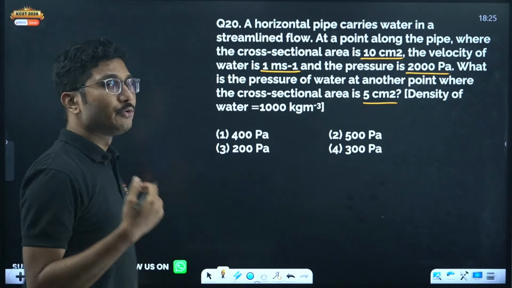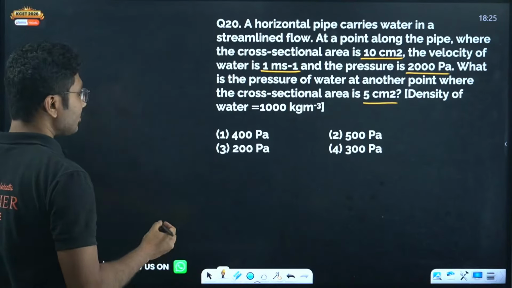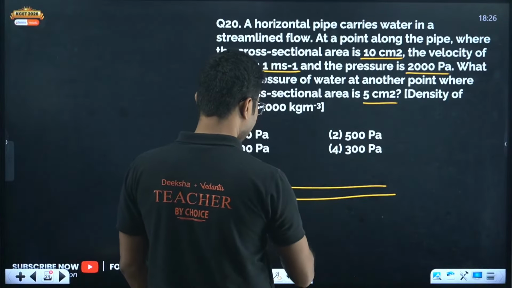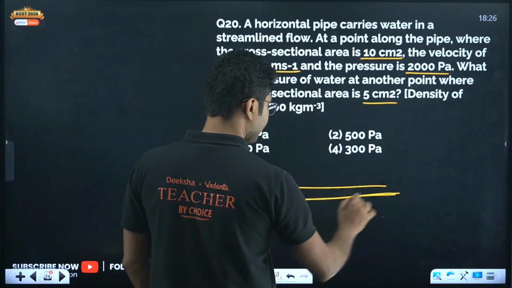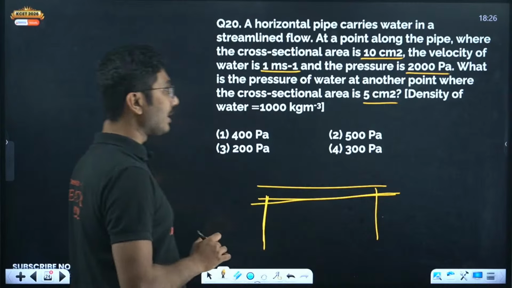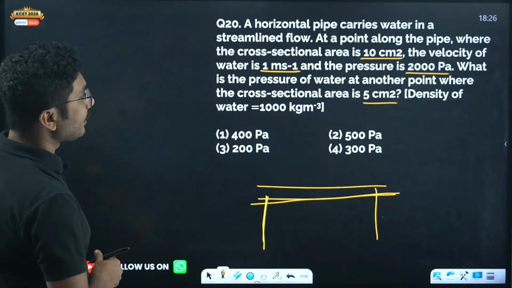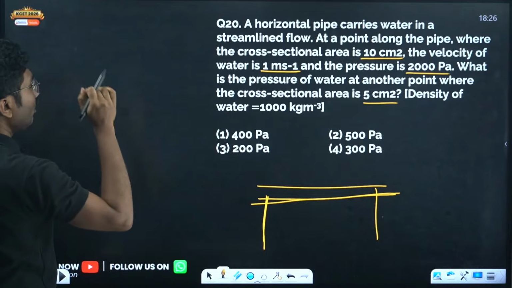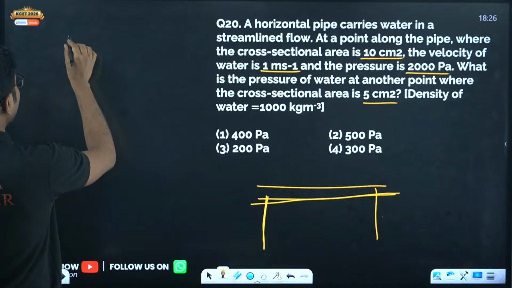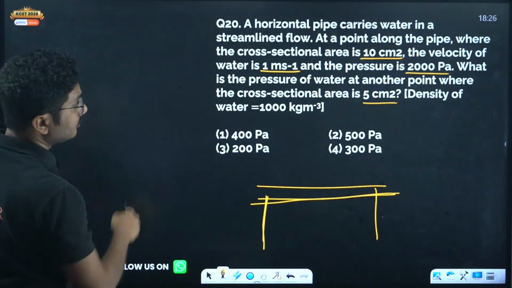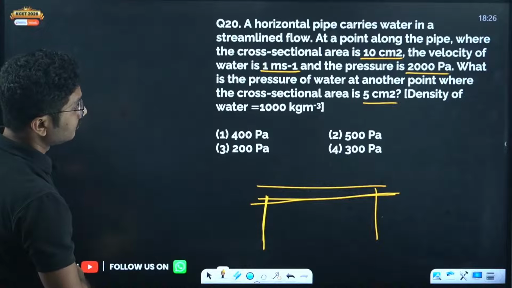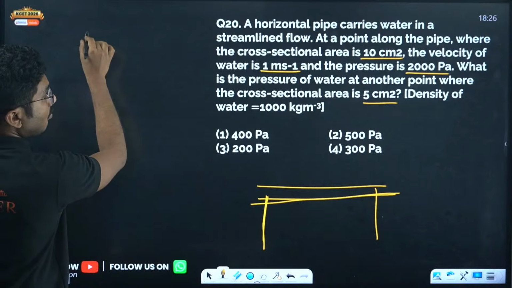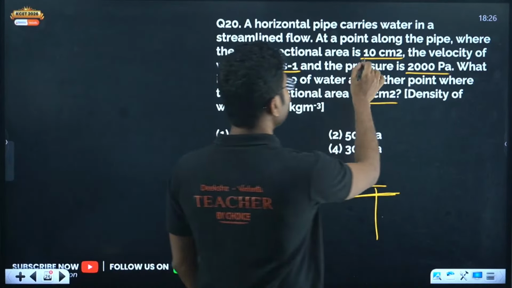Now we have to use Bernoulli's principle. Here we are assuming that the height of the fluid is constant, okay. So only the cross-sectional area is different, so height is constant. That means the height portion we do not need to consider. So what we will be considering is the rate of flow. So what is the rate of flow here?